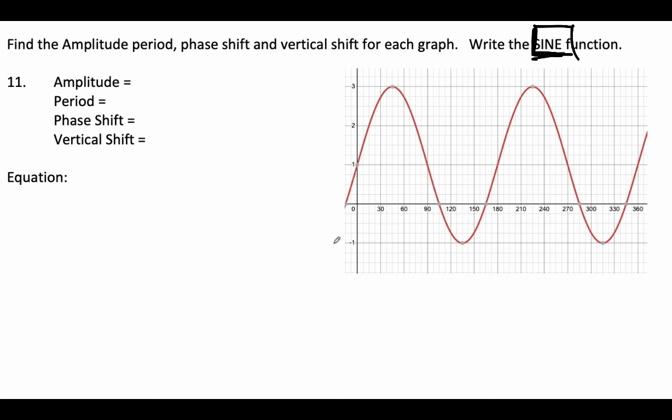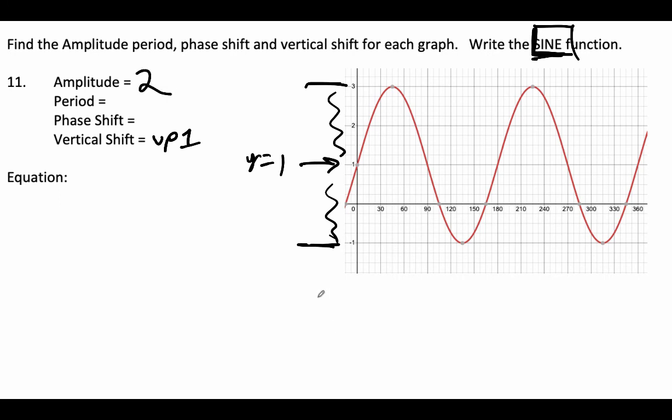All right, so now they got -1 and +3. Halfway in between must be this line. Y equals 1 is the midline. So its vertical shift is up 1, +1. That's K. Next, from there I go up 2 and down 2. So my amplitude is 2. My phase shift looks like it's 0. I didn't move left or right.